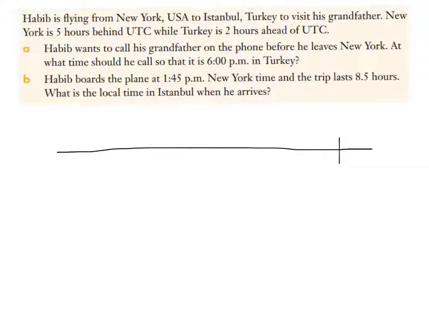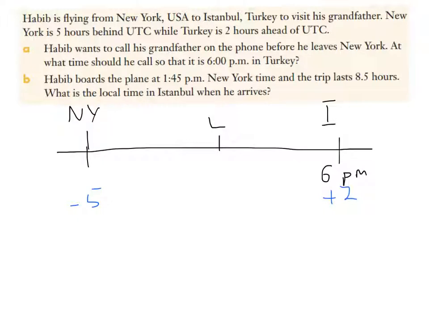To the right we have Turkey, or Istanbul. And we want it so that Istanbul is at 6 p.m. We have London there, always good to put down, and then we have New York. Now, we don't know what time New York is, however we do know a few things. We know that Istanbul is plus 2 hours ahead, while New York is back 5 hours, or minus 5 hours. So there's a difference of 7.